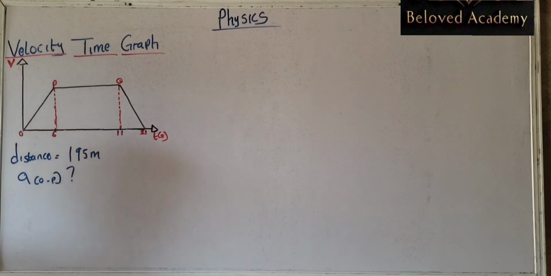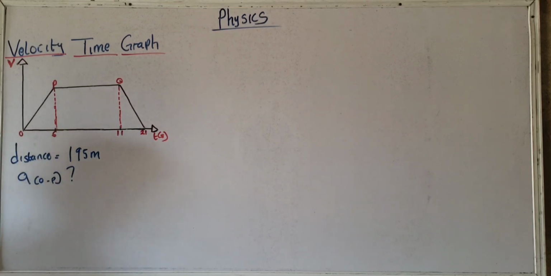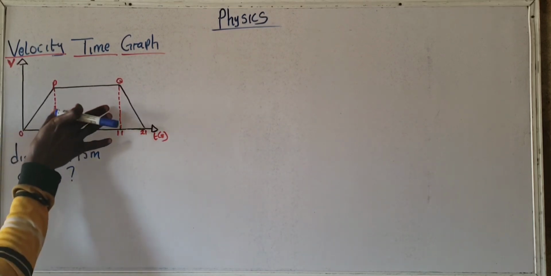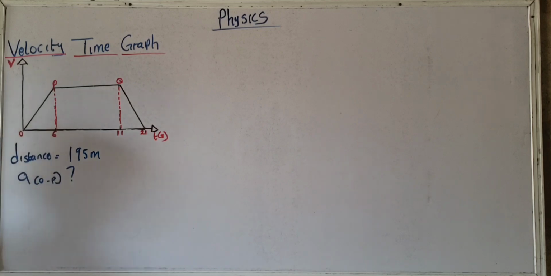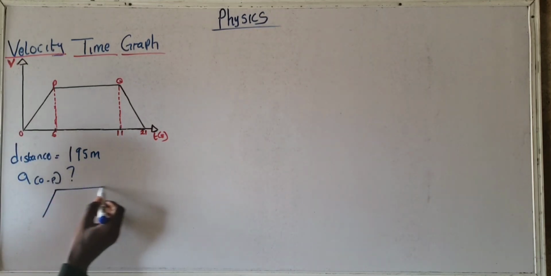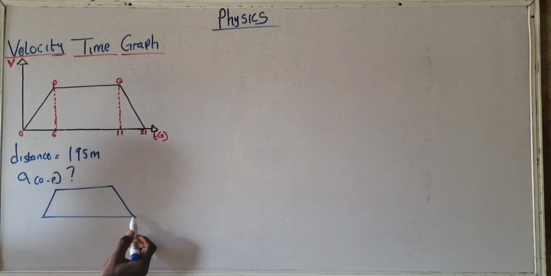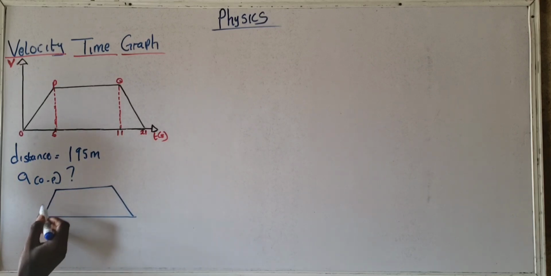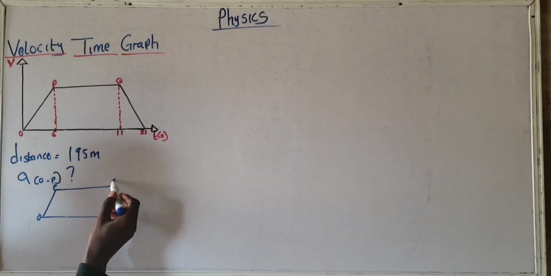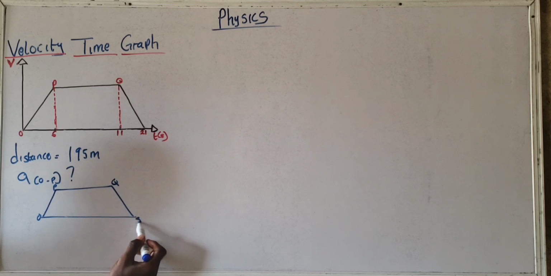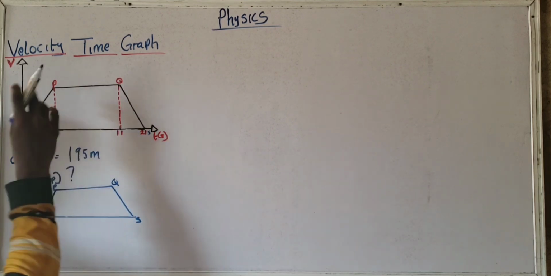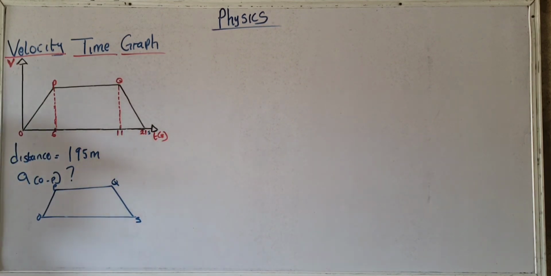Now, if I ask you this question, what is the name of this shape? Let me draw the diagram out, because this is how the velocity time graph looks like. This is OP, then we have Q. Let me call this one S. Put S here, point S. Now, what is the name of this shape? Of course, this shape is a trapezium.